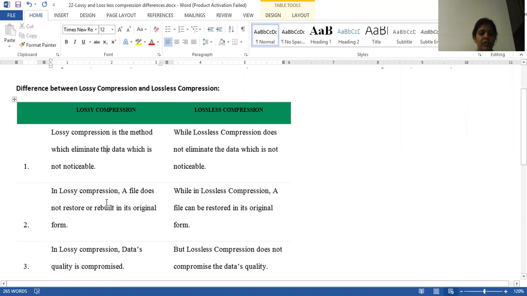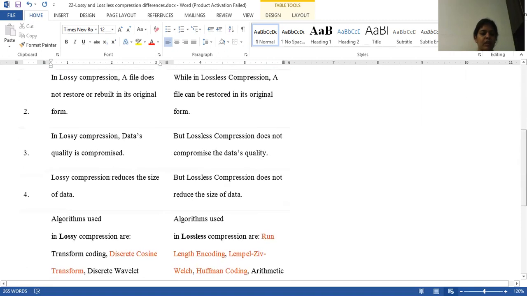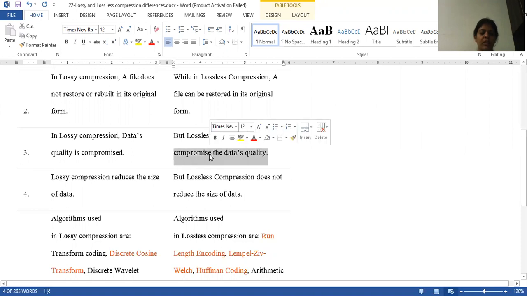Second one is, in lossy compression, a file does not get stored or rebuilt in its original form. Recovery of the file from its original image is not possible, whereas in lossless compression, a file can be restored in its original form. I hope you understand the basic term. Now next one is, in lossy compression, data's quality is compromised. So there is a compromise in data quality, but lossless compression does not compromise the data's quality. Here no quality of data is compromised. You can use the image fully as you have restored it.